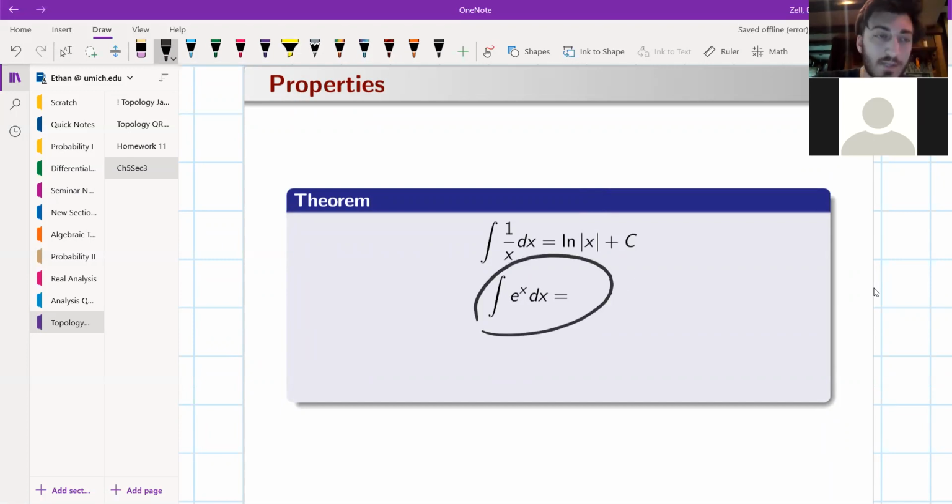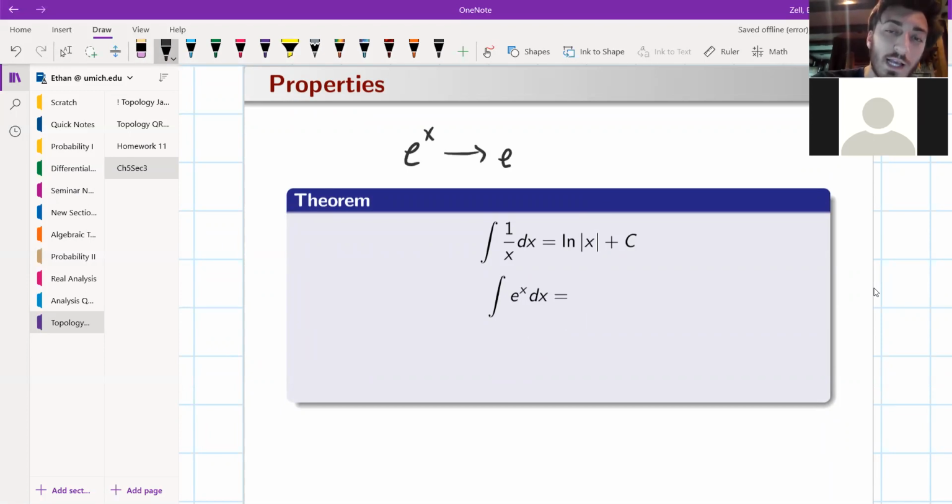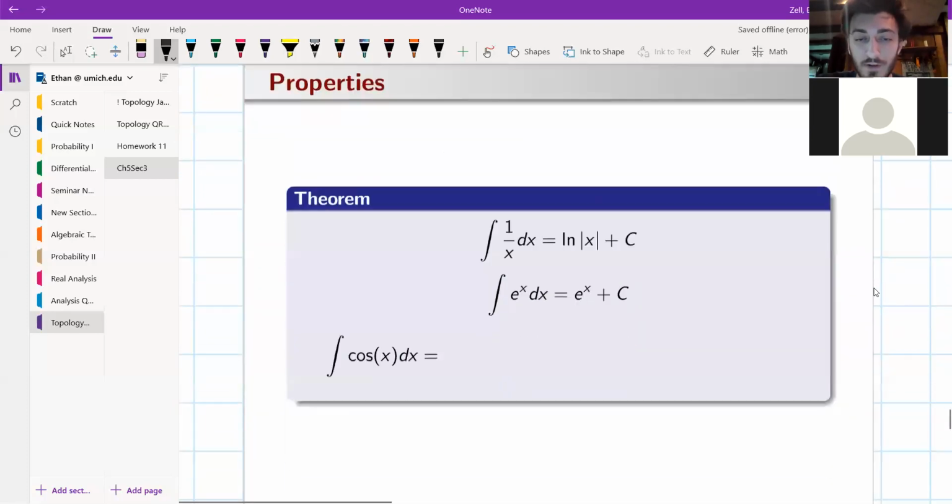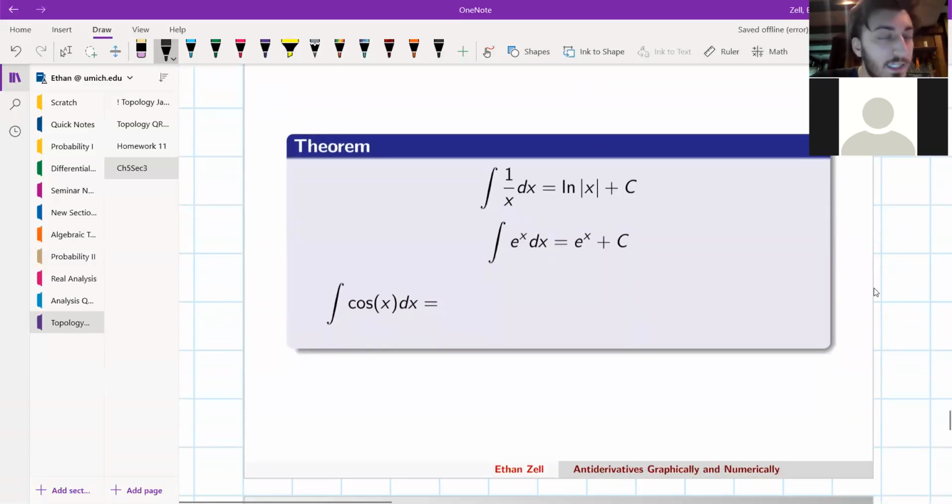Okay, this next one is not going to surprise you at all. We talked about how the derivative of e to the x is e to the x. So of course, when we integrate e to the x, we should get e to the x plus c again. So very standard, just some basic identities to keep in mind that might help you.